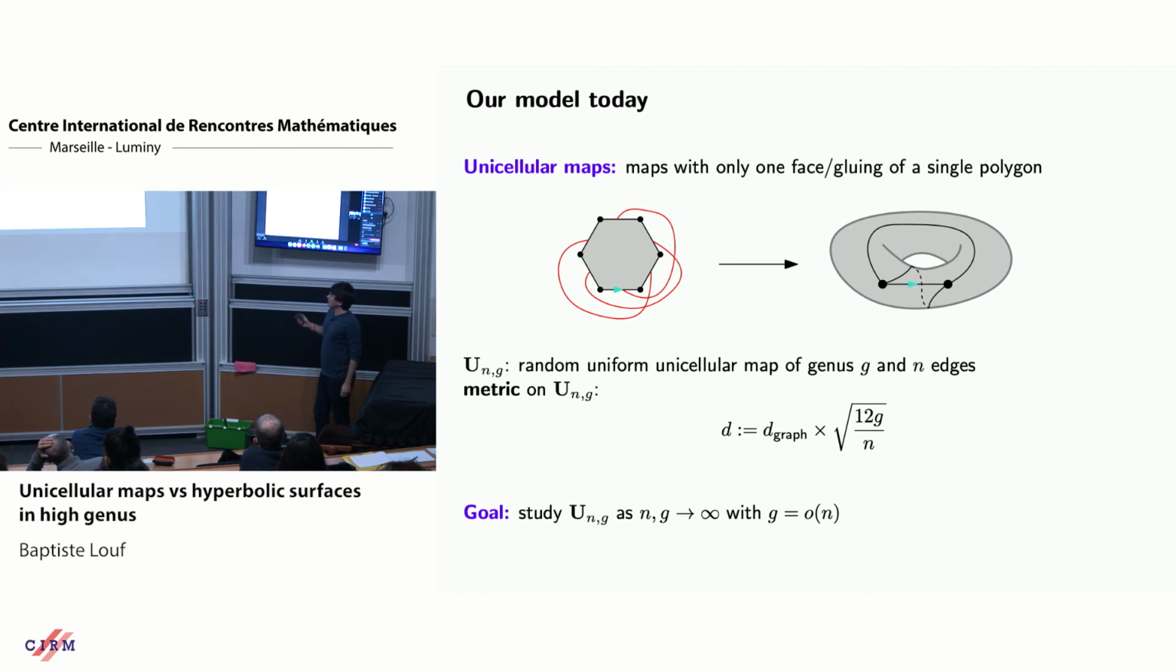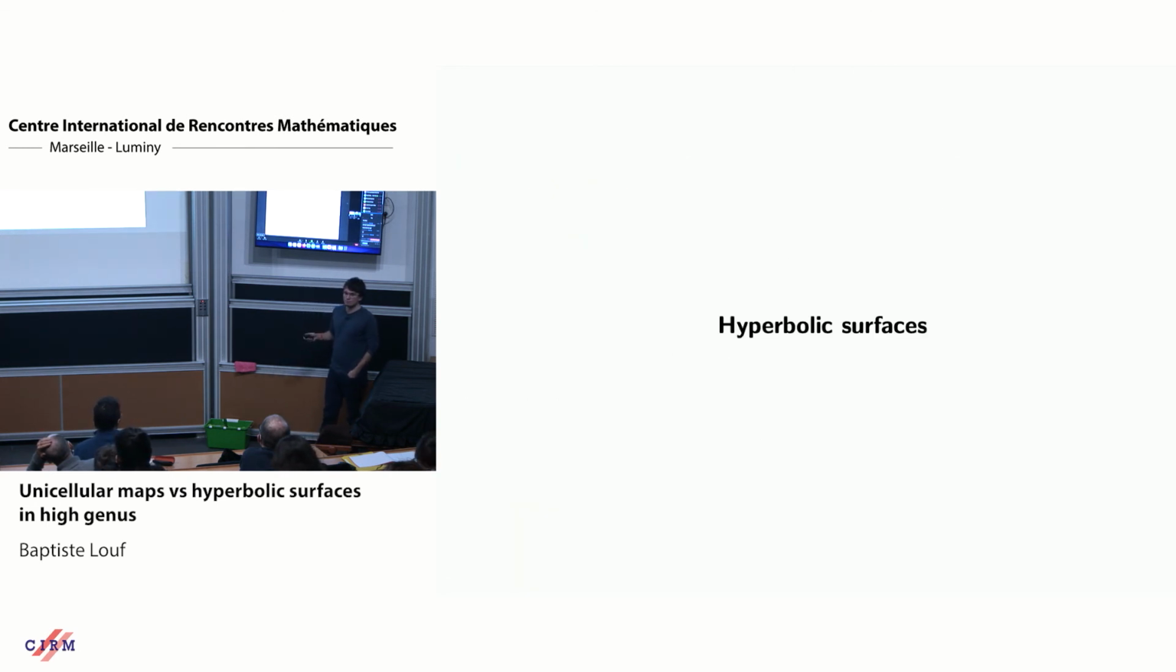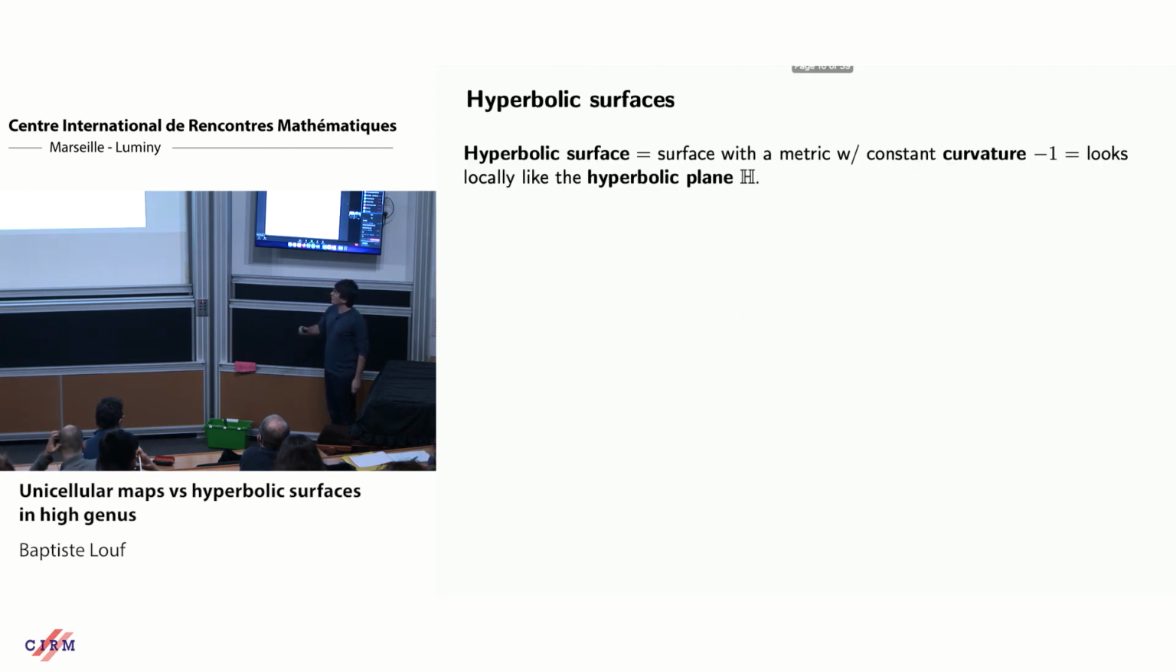Okay, so that's for maps. And before getting to the core of the results, I'm going to talk to you a little bit about another model of geometry of surfaces, which are the hyperbolic surfaces. So this is going to be mostly an informal introduction to this field. I'm not an expert at all in the field of hyperbolic surfaces, but I hope it's clear.